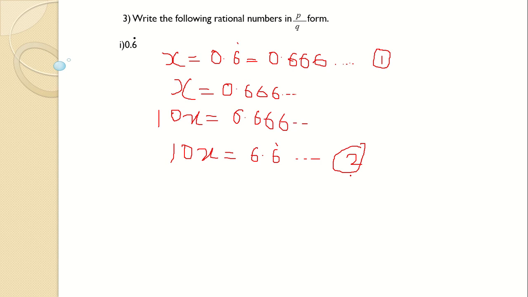Now look at statement number 1 and statement number 2. I'll repeat once again what I did. I have just assumed my question to be equal to x. Then I told you to check after the decimal point how many numbers there are. There was just one number. So we say multiplying both sides by 10. Now I am multiplying here by 10, I get 10x, and multiplying here by 10, I get 6.666, that is 6.6 dot. Now subtracting statement number 1 from 2 we do.